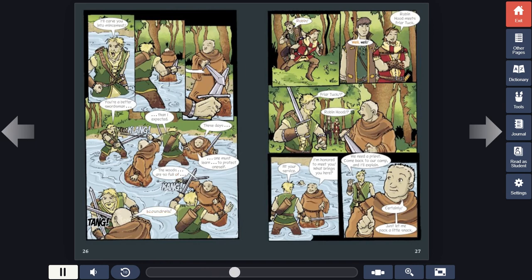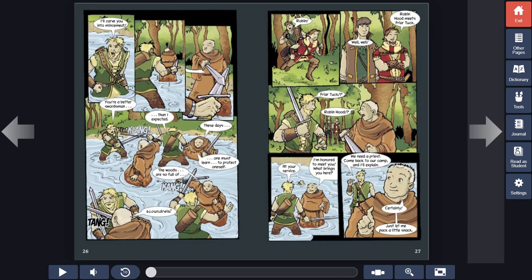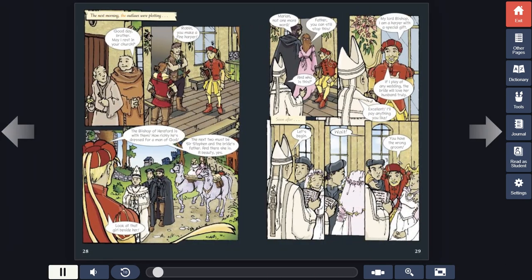Robin! Well, well. Robin Hood meets Friar Tuck. Friar Tuck? Robin Hood? At your service. I'm honored to meet you. What brings you here? We need a priest. Come back to our camp and I'll explain. Certainly. Just let me pack a little snack. The next morning, the outlaws were plotting.